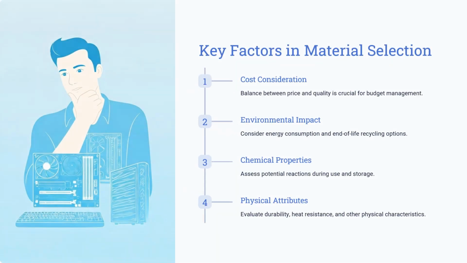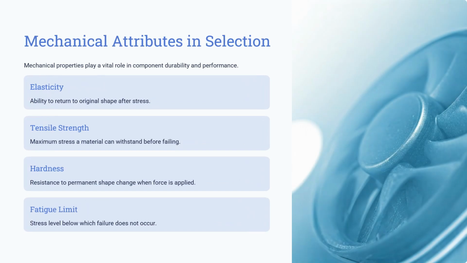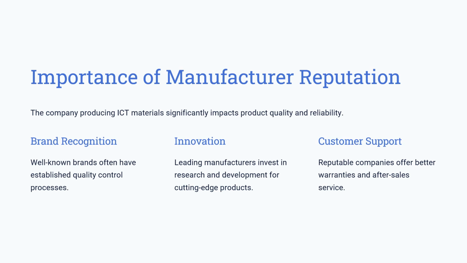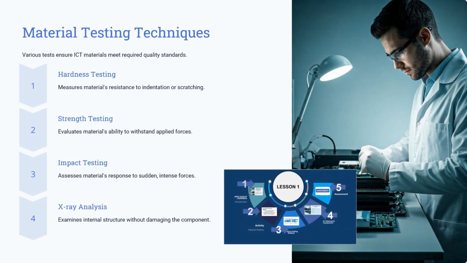Explore critical factors. Discover the importance of factors like cost, environmental impact, chemical and physical properties, mechanical attributes, and the reputation of manufacturing companies. Practical learning. We'll share practical examples and scenarios that show how these specifications impact real-world material selection and testing.